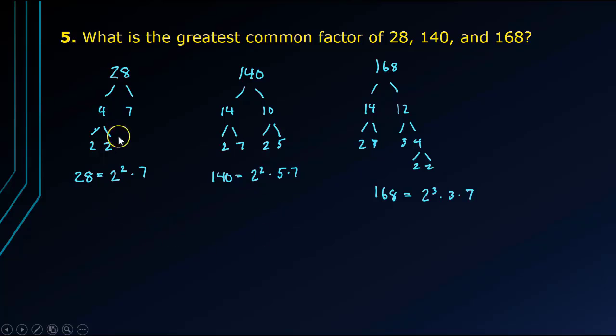So as I said before, for this case, the greatest common factor is going to be 2 squared times 7, and that's 28. So that's what the greatest common factor for this is.